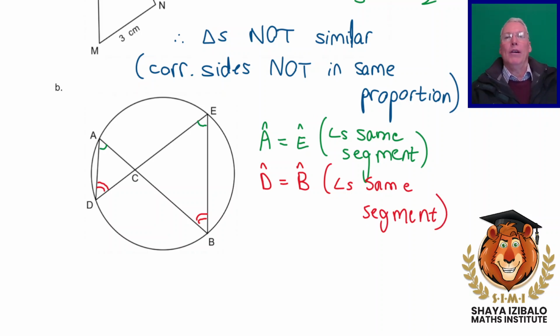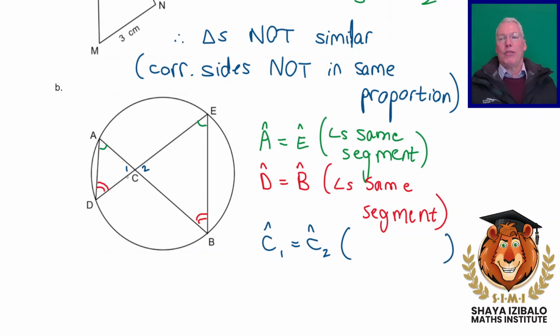Okay, and then lastly, angle C1. Normally these little numbers will be included on the diagram, but we can add them in ourselves if they're not there. Angle C1 will equal angle C2. And there's actually two different reasons we could use here. Those are the third angle of the triangle, right? So in other words, if two angles are equal, then these two must be equal. So we can write third angle of triangle. Or the other reason, obviously, is that these are vertically opposite angles.